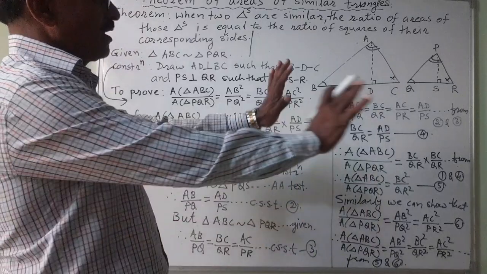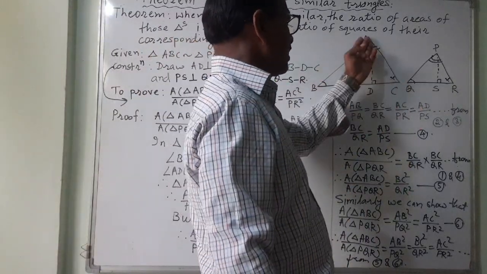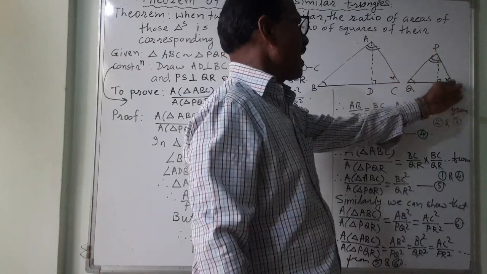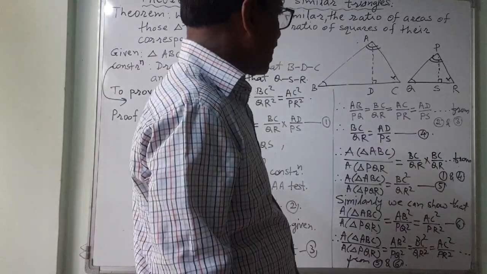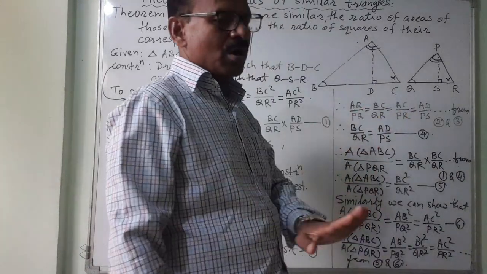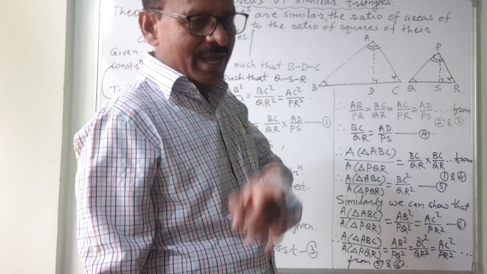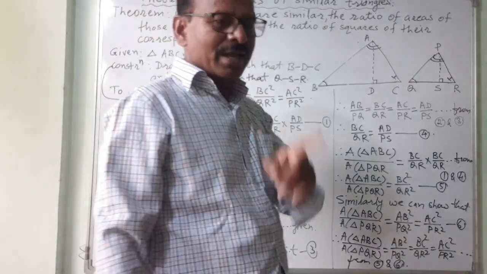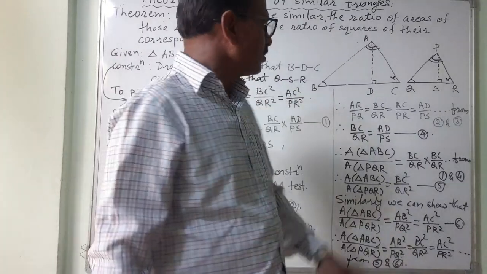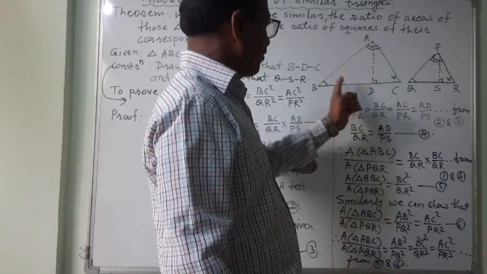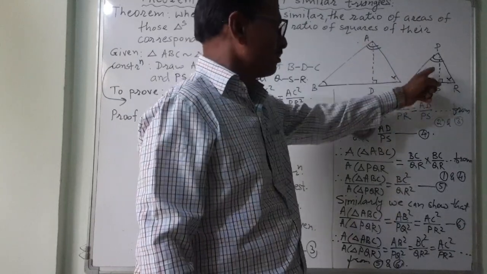Once again, in a nutshell, I will explain: these two triangles, triangle ABC and triangle PQR, are similar triangles. Now I want to find the ratio of the areas of these two triangles. To find the area, what I want is the base and the height. So that's why base is there, but height is not there. So I have drawn a perpendicular.